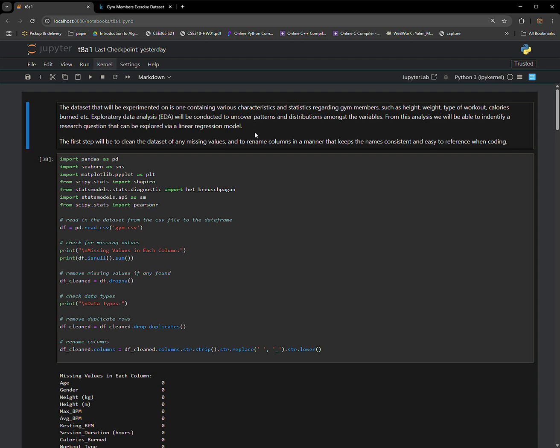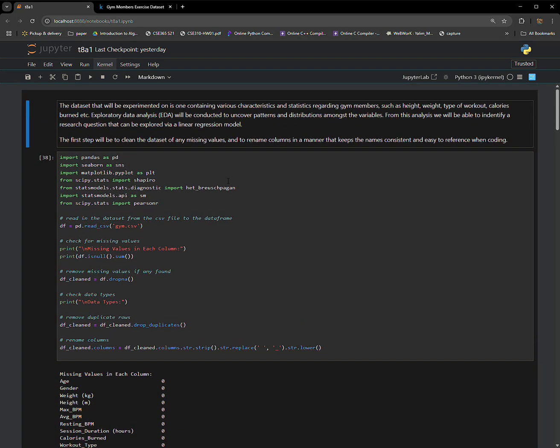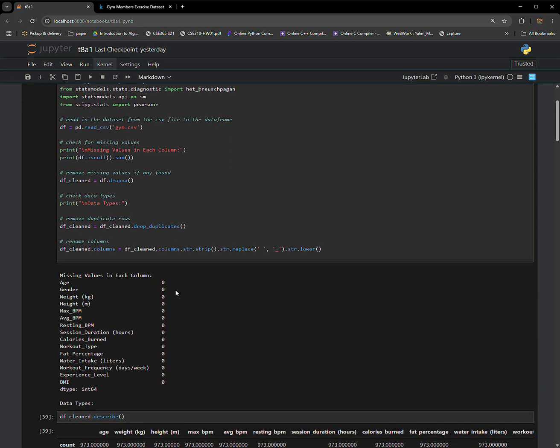So first, I wanted to make sure I cleaned the data set to make sure there's no missing values. And as we can see here, they all show to have no missing values before it was cleaned. So even though there's code there to remove any missing values, we didn't need it.